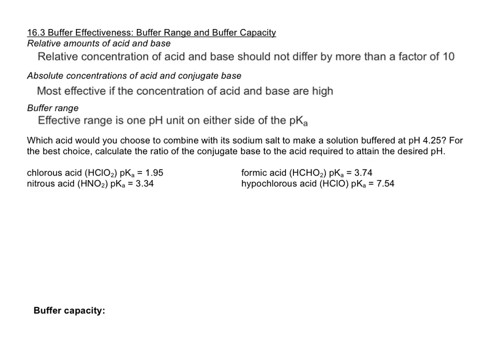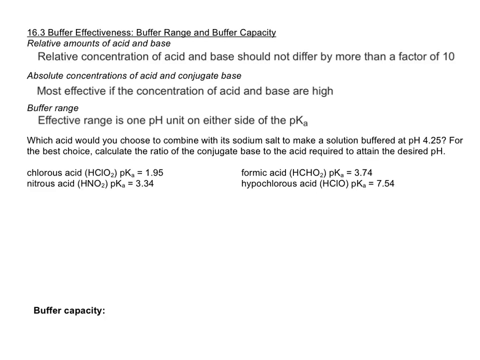All right, so just to practice this skill, which acid would you choose to combine with its sodium salt to make a solution that's buffered at pH 4.25? And so for the best choice, you want to calculate the ratio of the conjugate base to the acid that's required to attain that desired pH. Okay, so we want a buffer that has a pKa, or an acid that has a pKa that's within 1 unit of 4.25.